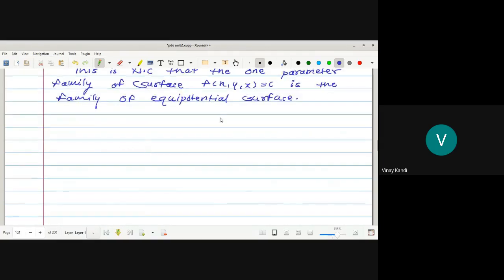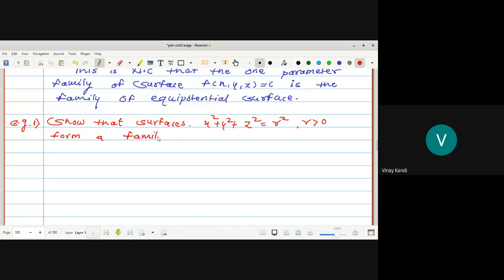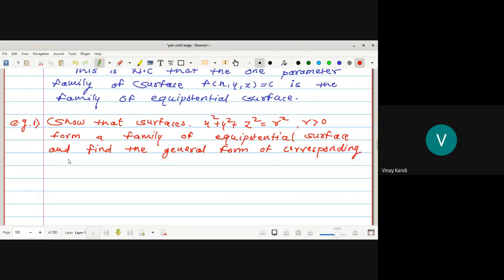Okay, now look at the example now. Example number 1. Show that surfaces x square plus y square plus z square is equal to r square, sphere equation, where r greater than 0 is the radius, form a family of equipotential surface and find the general form of the corresponding potential function.